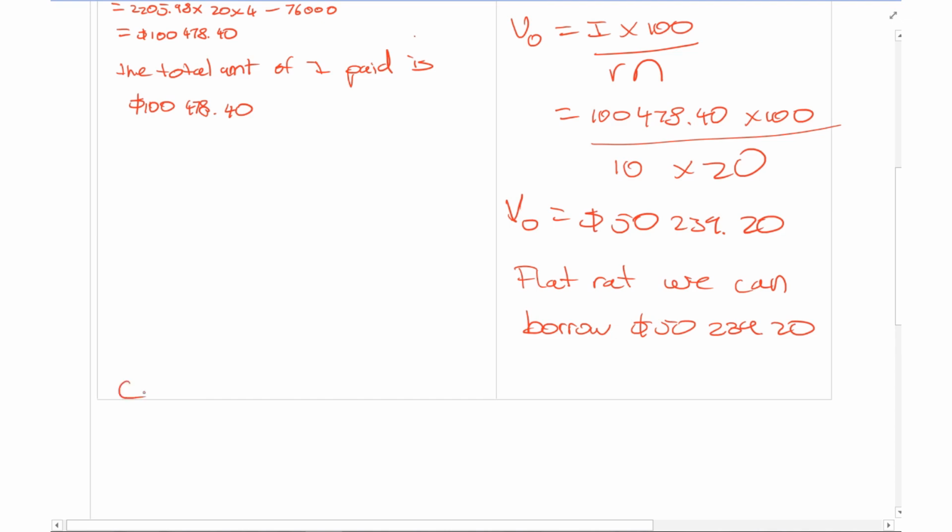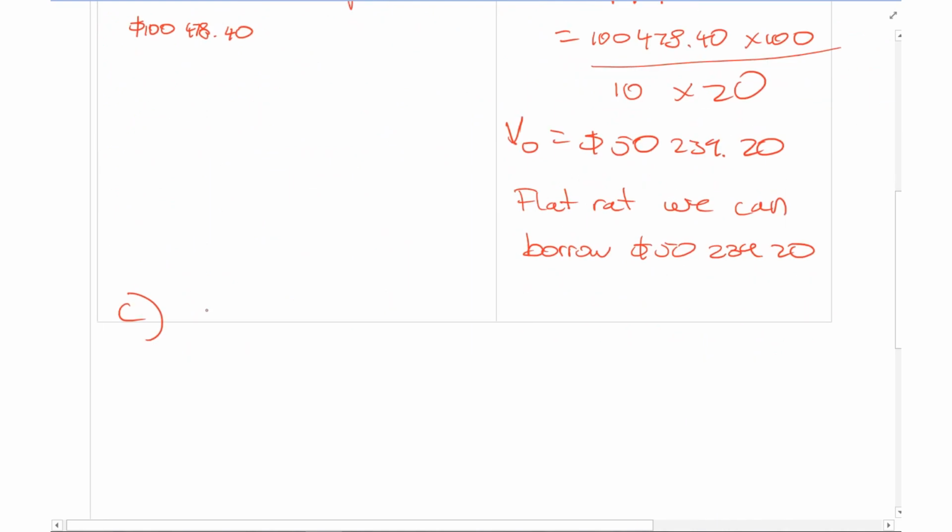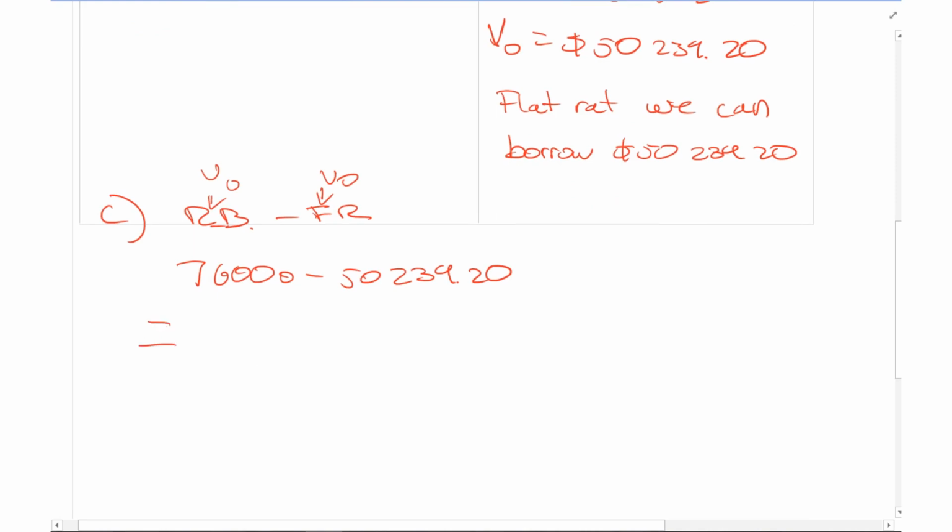C, the difference. Well, the difference is in the amount borrowed. So the difference in the amount borrowed between the two types is reducing balance minus flat rate. So that's in terms of the V0 for that one and the V0 for that one. So 76,000 minus 50,239.20. Okay, that will give me a value of 25,760 and 80 cents.